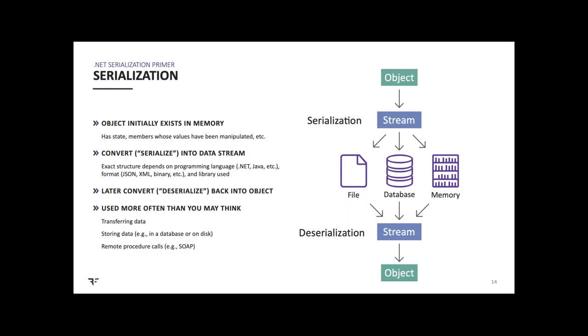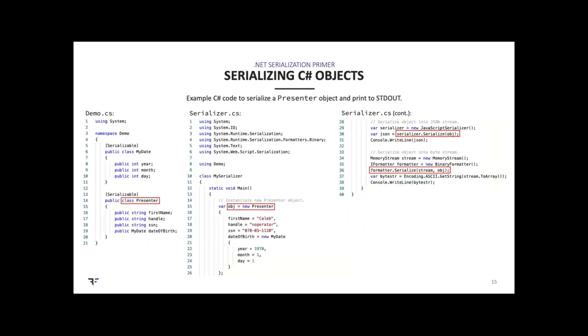The exact structure and format of that data stream can look pretty different depending on the programming language you're using, the exact format, like JSON or XML or binary, that the developer has chosen to use, and also the exact library that a developer is using. This was a difficult concept for me to think about abstractly, so what I want to do is illustrate exactly what serialization looks like.